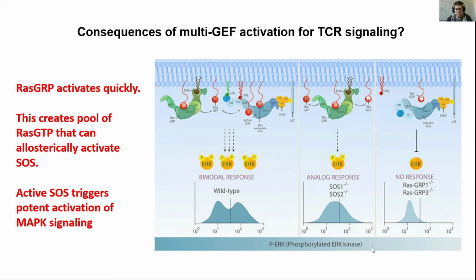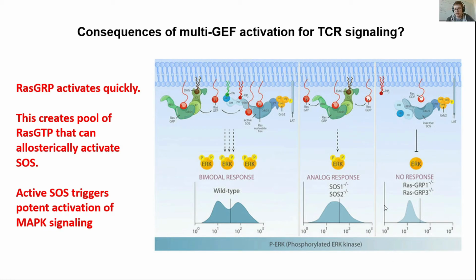And if you remove the SOS-GEFs from the system, and you stimulate, what happens is you get this sort of graded analog response. So you get a whole bunch of cells with different amounts of phospho-ERK, and the population doesn't divide strongly into cells that are strongly on or strongly off. Instead, you have this graded distribution of outcomes. And if you remove Ras-GRP from the signaling pathway entirely, then you find that there's no response at all. And in this case, all the cells are off.